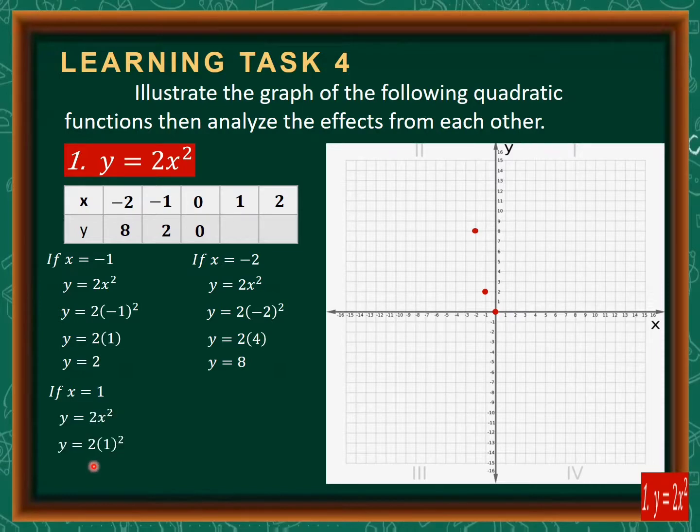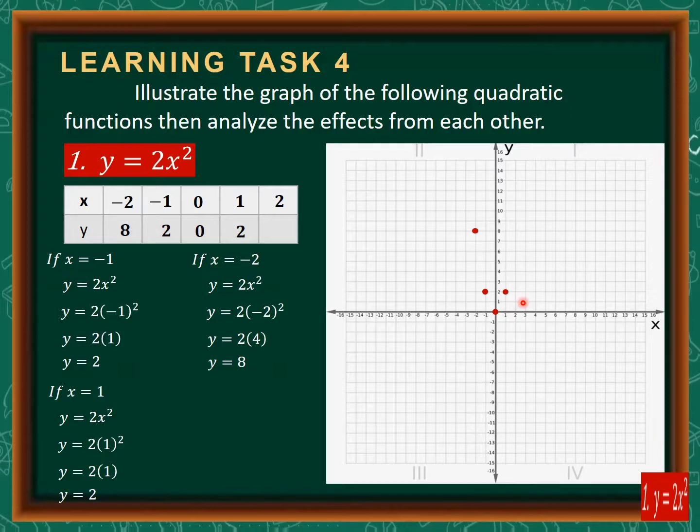1 squared is 1, so therefore, 1 times 2. And 1 times 2 is equal to 2. So, ayun, 2 po yung ating value of y. And the ordered pair is 1, 2. Nasaan si 1, 2? There you go. So, nandiyan po yung ating point.